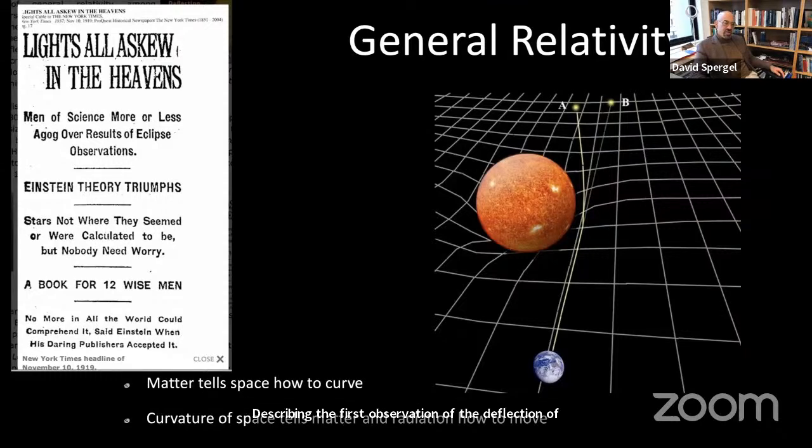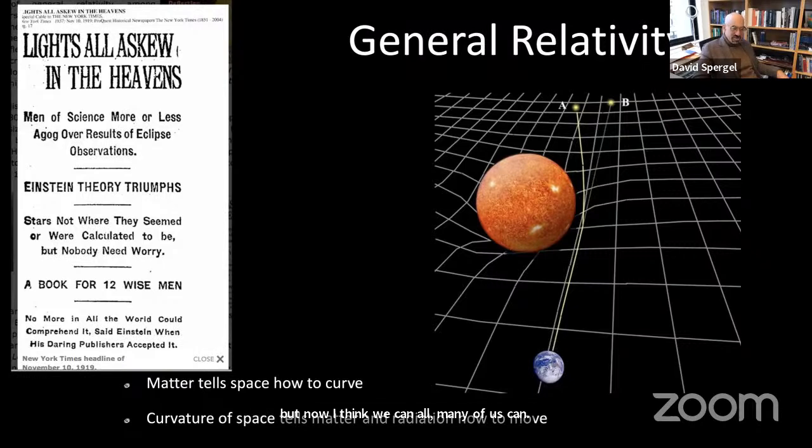As they say, stars not where they seemed or were calculated to be, but no one need worry. Well, they were in fact exactly where Einstein said they would be. They reported that only 12 people at the time understood general relativity. The joke about Eddington, a famous British astronomer, was that at that time he was told, Lord Eddington, I hear only 3 people understand general relativity. And Eddington reportedly said, yes, who's the third? So, but now I think many of us can understand this.